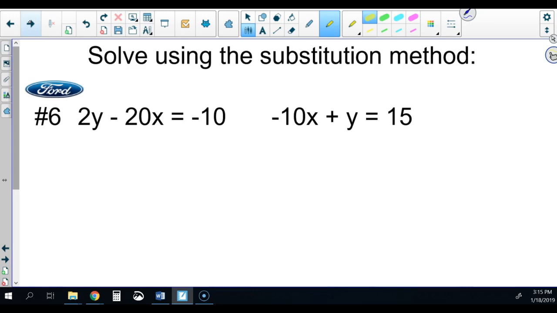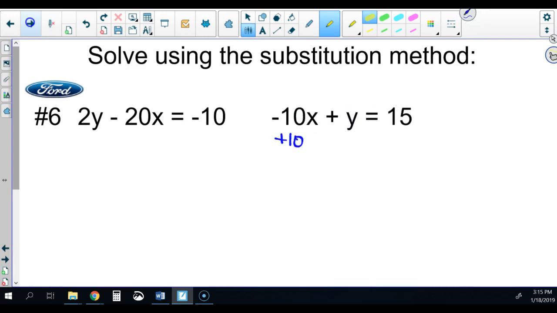This is probably one of the more difficult ones on this worksheet. I know we're going to substitute something in place of a variable, but it doesn't tell me what that variable is going to be. I need to isolate one of my variables first. I need something to look like y equals this or x equals this. Neither of those are given to me, but I can see this y right here has nothing in front of it. I should easily be able to isolate that y. I can cancel out this negative 10x to get the y all by itself. And that's what I'm going to do first.